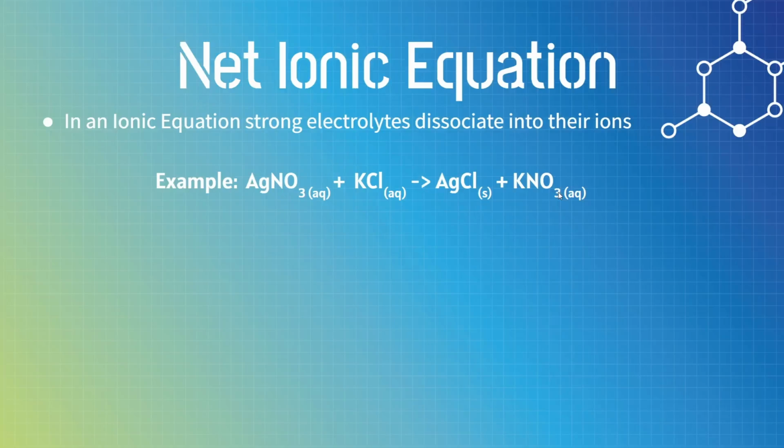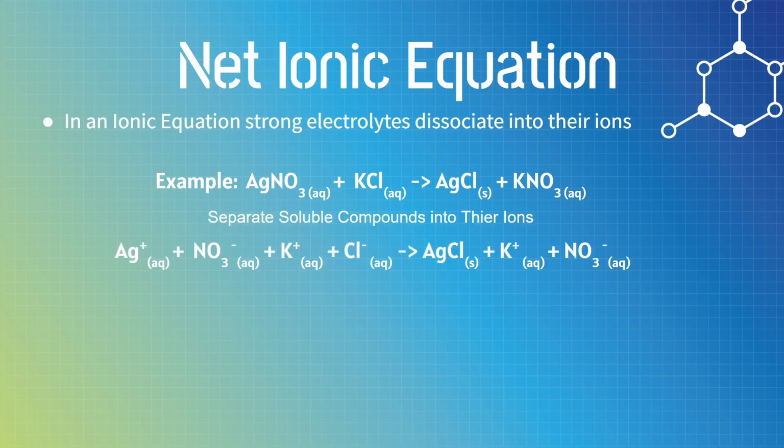So what is a net ionic equation? In a net ionic equation, strong electrolytes dissociate into their ions. So for example, we'll have AgNO3 plus KCl becoming AgCl and KNO3. So first you're going to separate soluble compounds into their ions. So AgCl is not a soluble compound, so we'll leave it as a solid. We'll split everything else up.